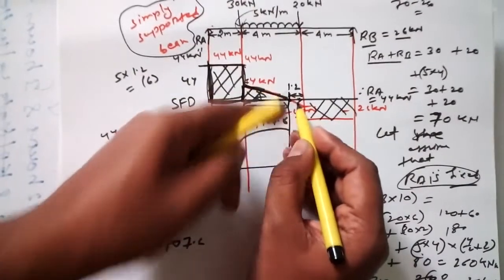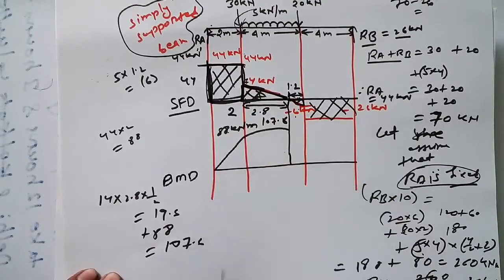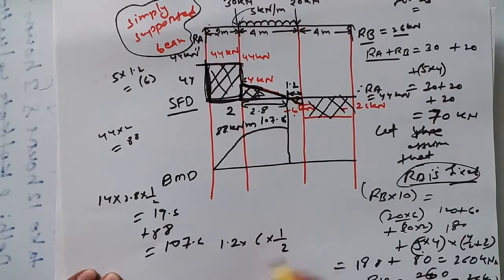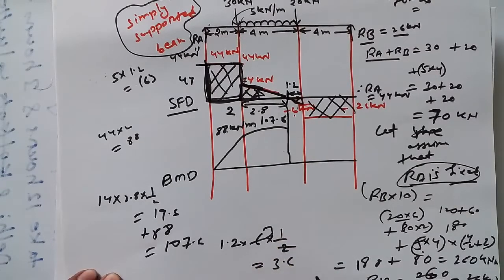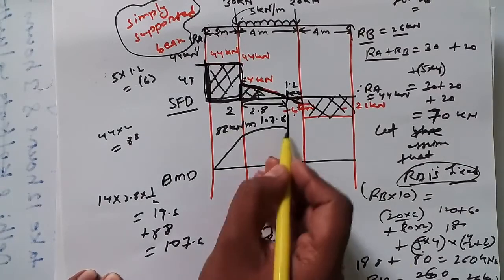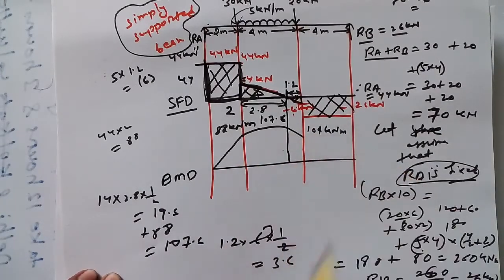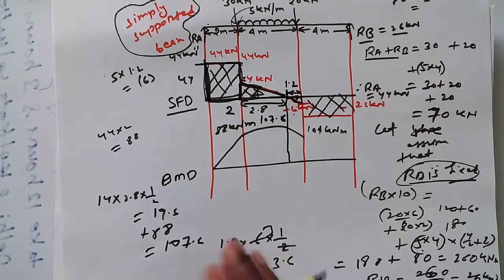This is negative, that's why I have to subtract this. We have to find the area of this triangle. So 1.2 into 6 into 1 by 2 is equal to 3.6. So minus 3.6 would be 104 kilonewton meter. Remember, the unit for the bending moment diagram is always, this is a universal constant, kilonewton meter.